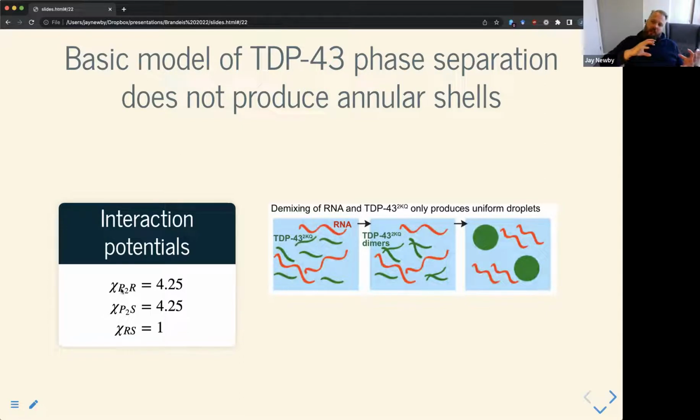We can encode how well each of these species likes to mix with the others, with these parameters in the free energy, which you can think of as interaction potentials. The higher the number, the less that they like to mix with each other. So this first one is the interaction potential between the dimer P2 and the RNA R, right? They don't like to mix, so that one gets a 4.25. Of course it's only the relative difference that matters, not the absolute number. It's an energy.